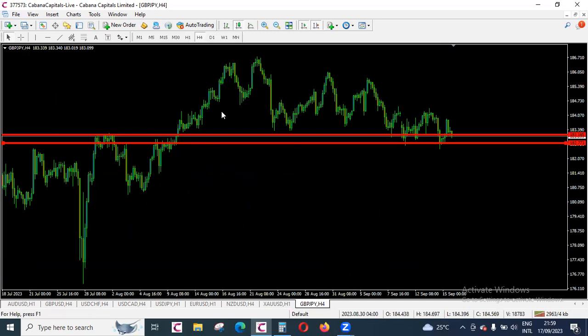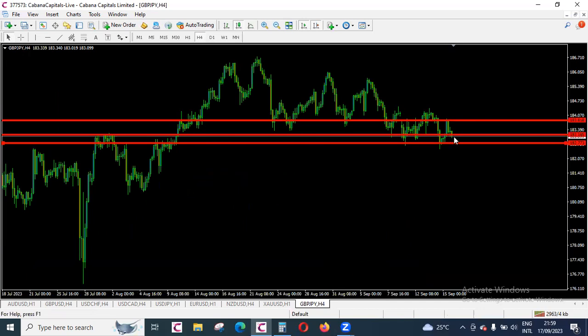So on 4-hour, we had a resistance at this level. You can sell below this support, buy above this resistance. Let's go to 1 hour.